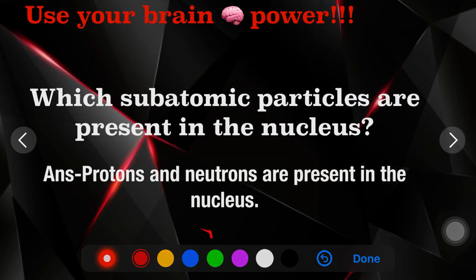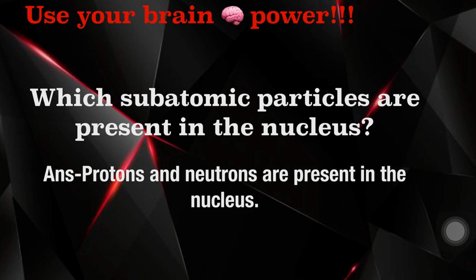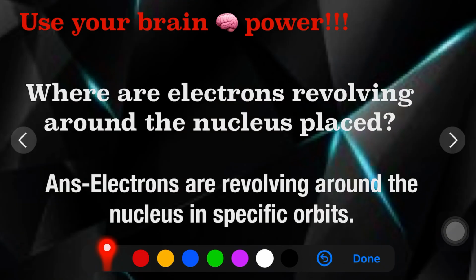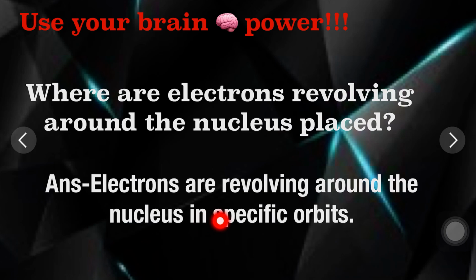Next is, which subatomic particles are present in the nucleus? So, protons and neutrons are present in the nucleus. And the last one, where are the electrons revolving around the nucleus placed? So, electrons revolving around the nucleus are placed in specific orbits.